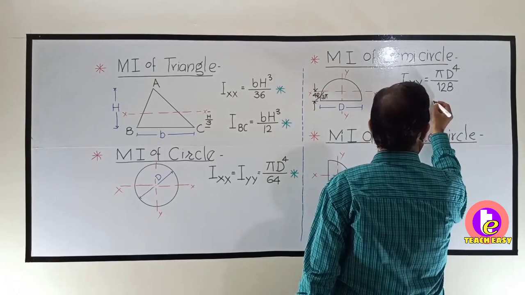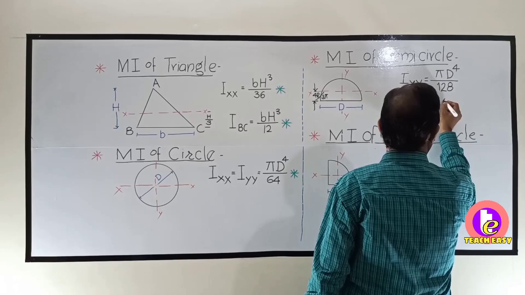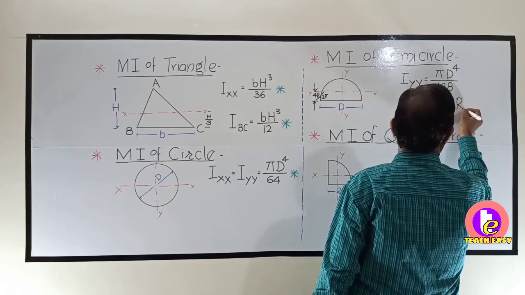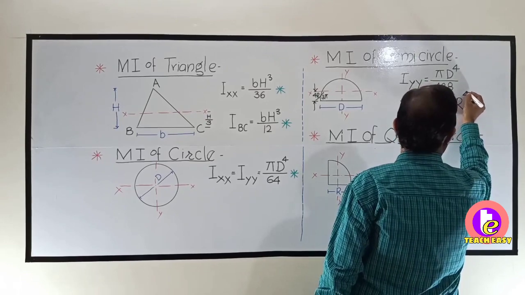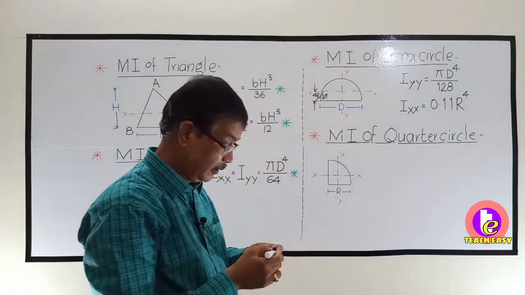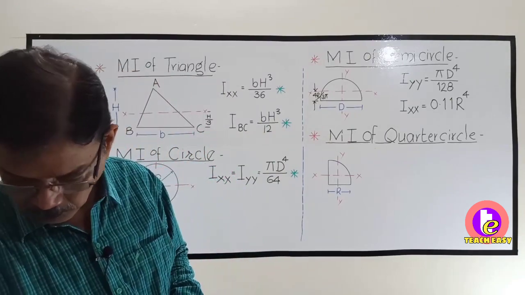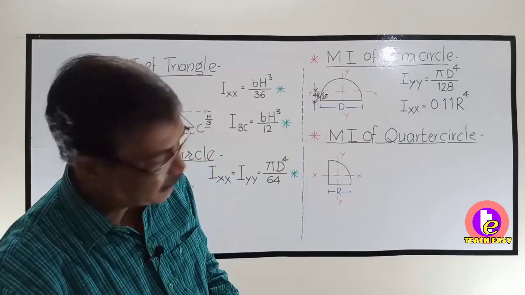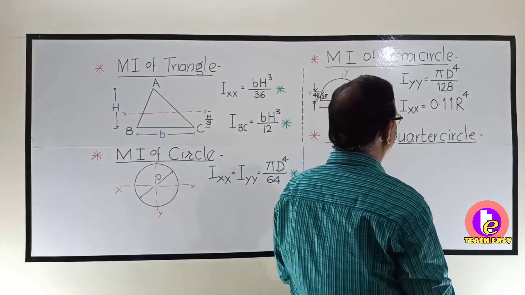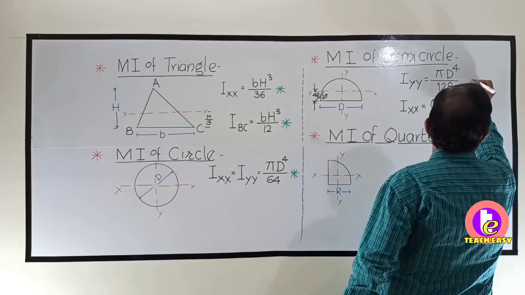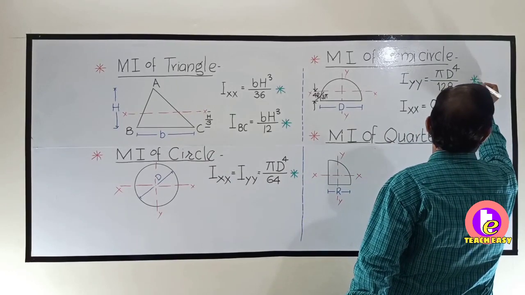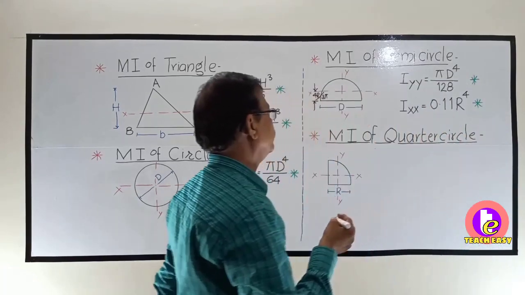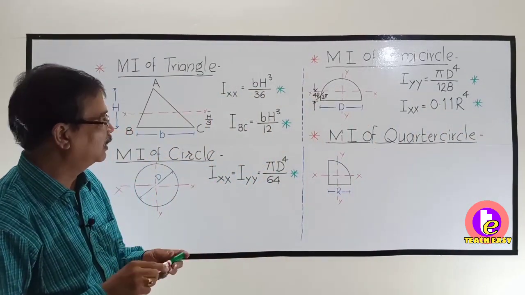is equal to 0.11 r raised to 4. This formula is found in terms of r. What is r? Very simple. It is half of the diameter, that is d by 2. So it is 0.11 r raised to 4. Doing all the calculations of pi and all this, we arrive at this particular expression. You have to remember this particular formula.